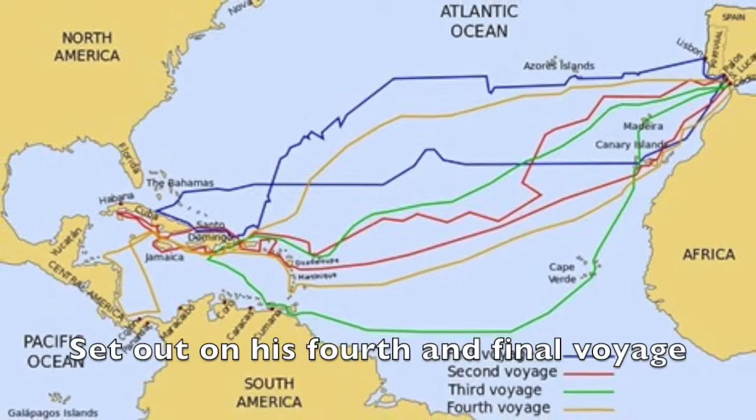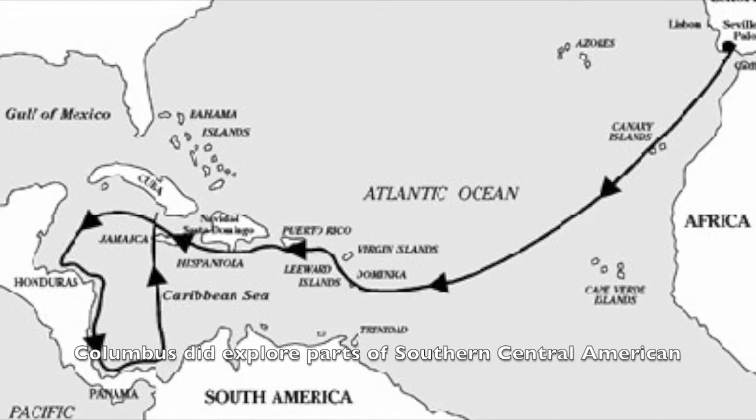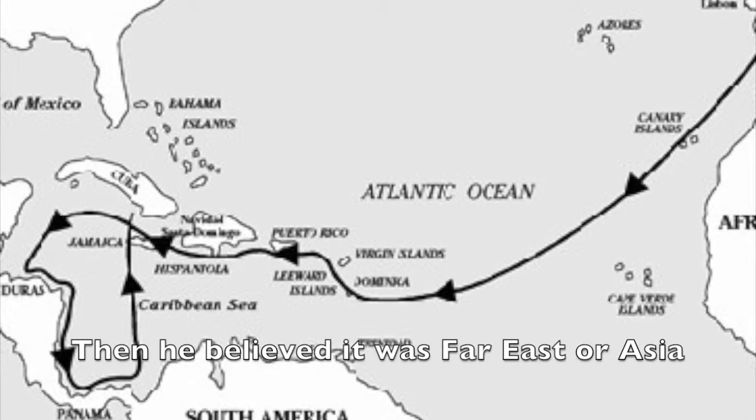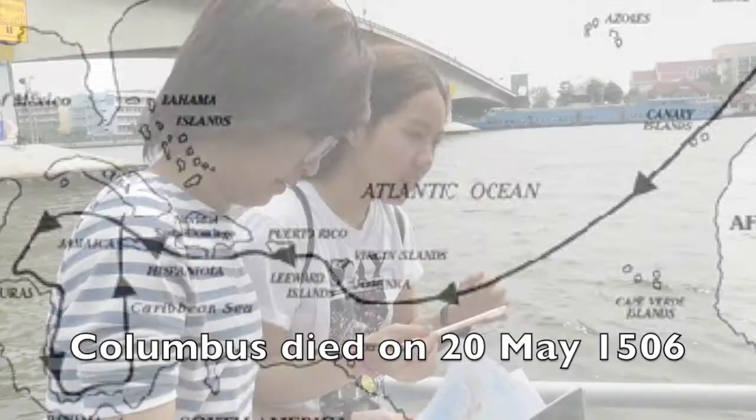Setting out on his fourth and final voyage to the New World, Columbus did explore parts of South and Central America, but his ship was damaged by a hurricane. The hurricane made him lost, and he went ahead to Central America. Then he believed it was the Far East or Asia. Columbus died on 20 May 1506.